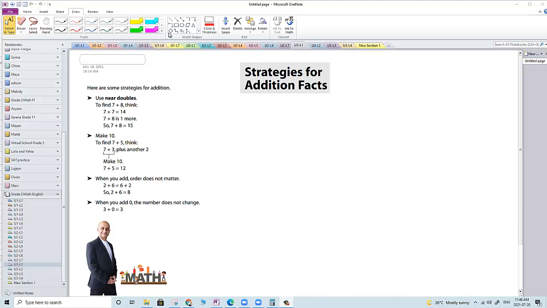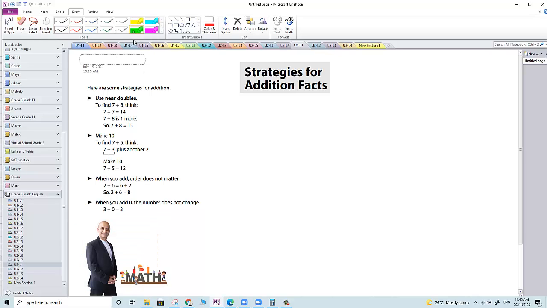Hi, my students. Today we're gonna learn a new lesson called Strategies for Addition Facts. If I want to use mental math, it means I don't have a paper and pencil to calculate the addition. How can I use some strategy to do it in my head and without paper and pencil?